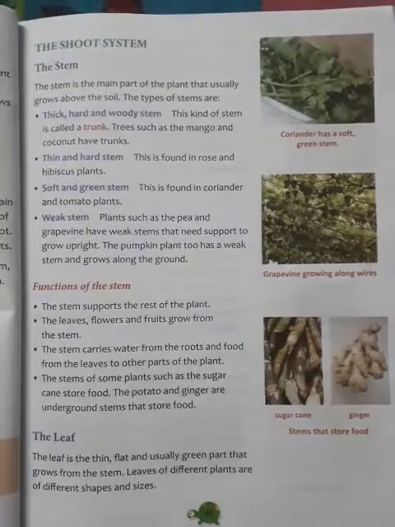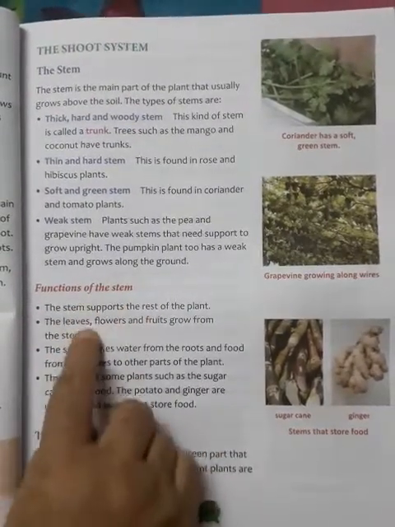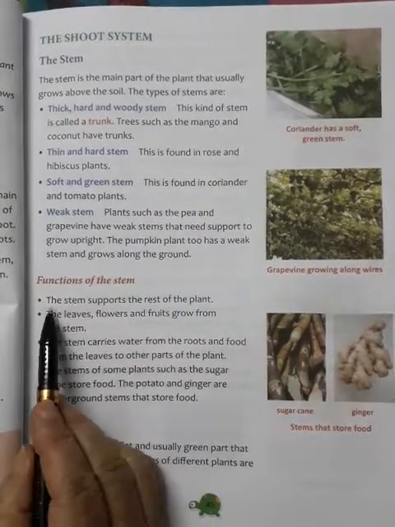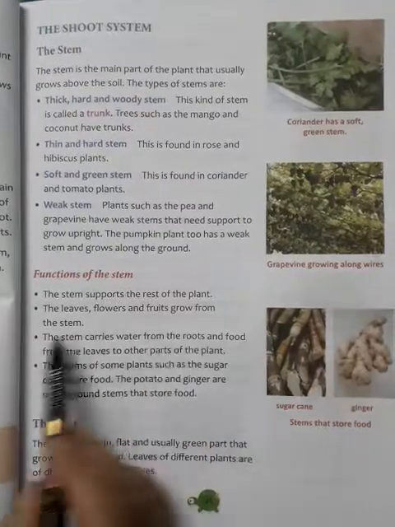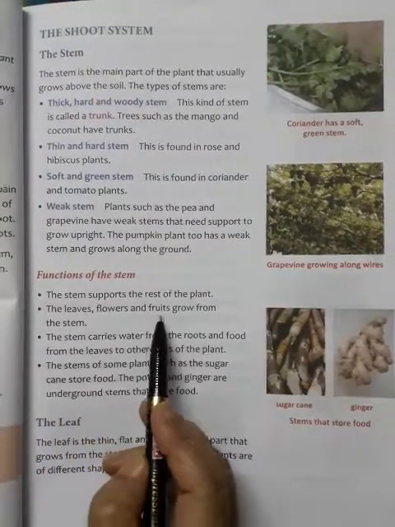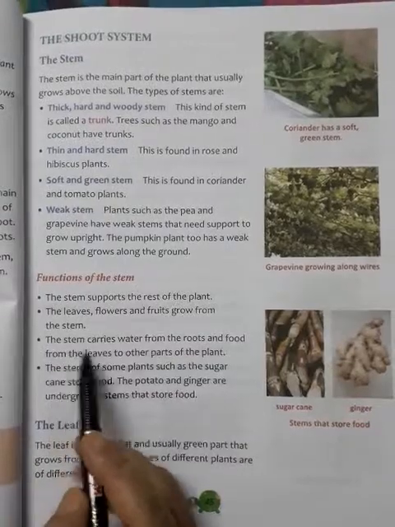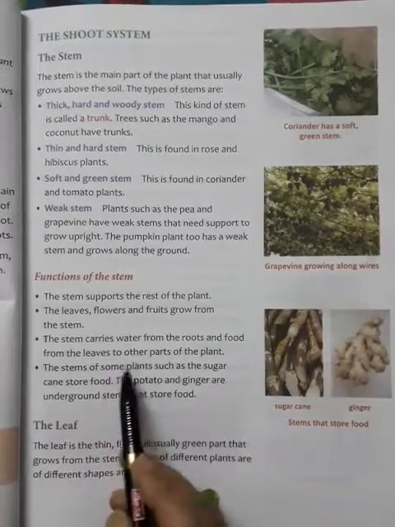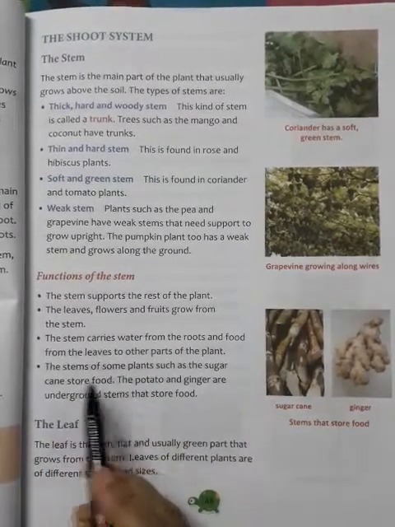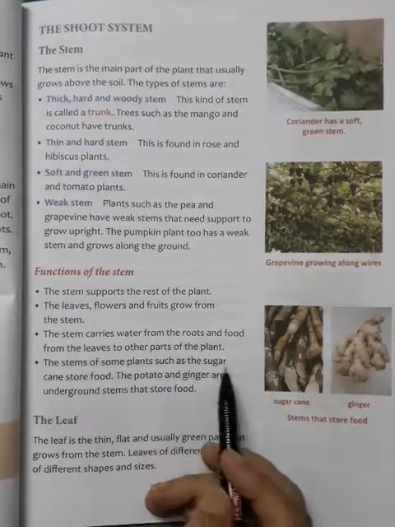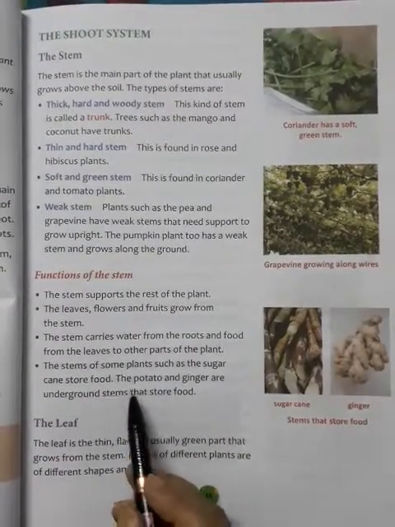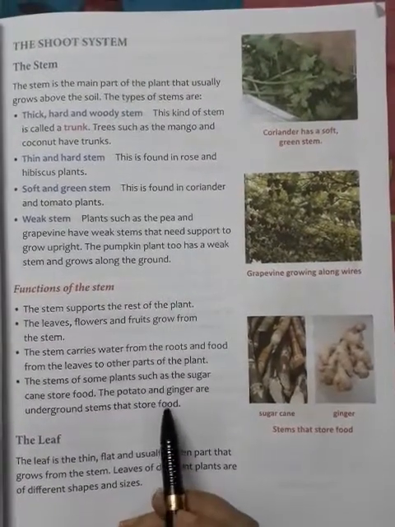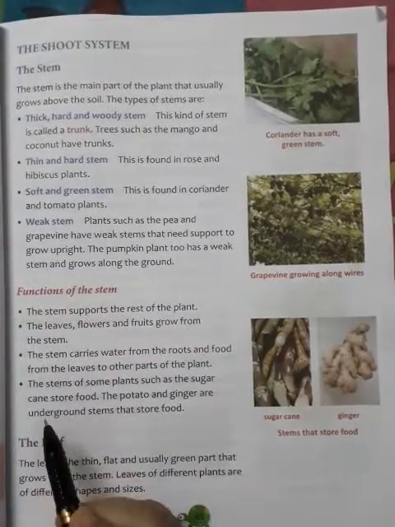Now we are going to study about the functions of the stem. 4 main functions of the stem we have. The stem supports the rest of the plant. The leaves, flowers, fruits grow from the stem. The stem carries water from the roots and food from the leaves to other parts of the plant. The stems of some plants, such as the sugar cane, store food. The potato and ginger are underground stems that store food. So here we have 4 main functions of the stem.